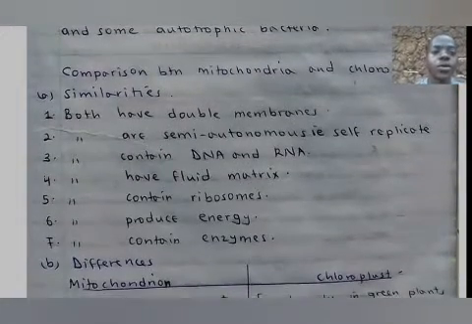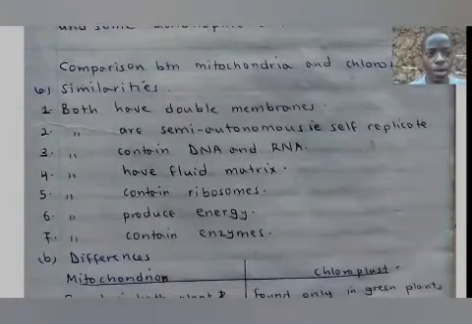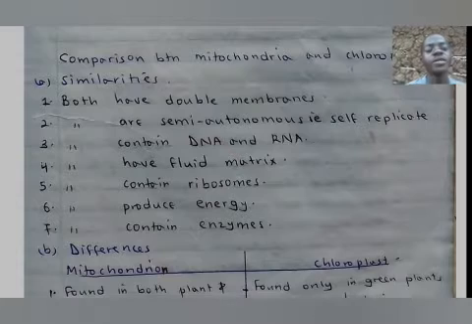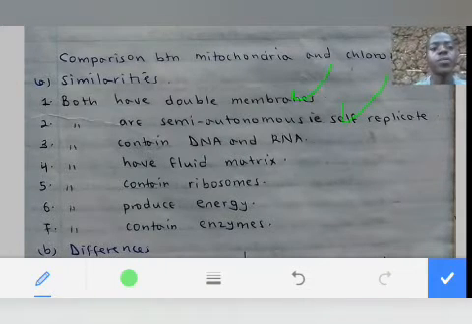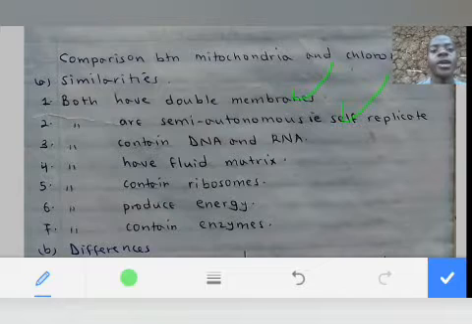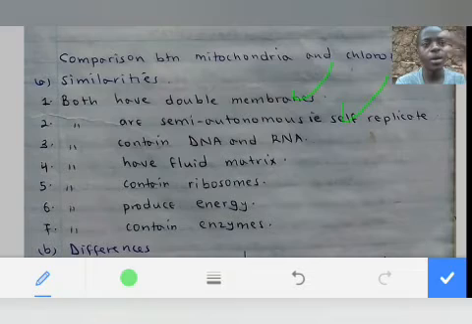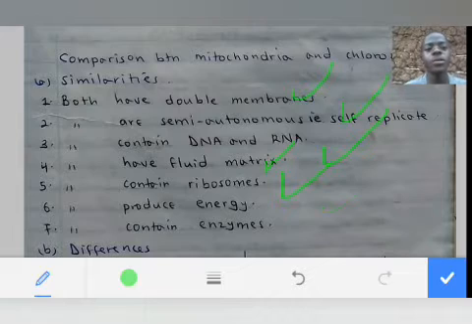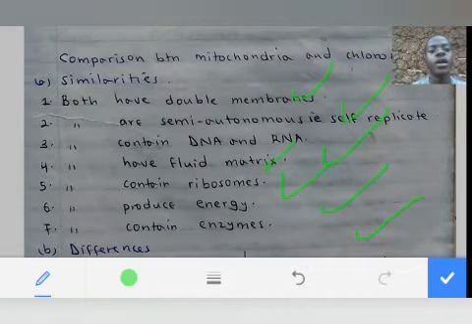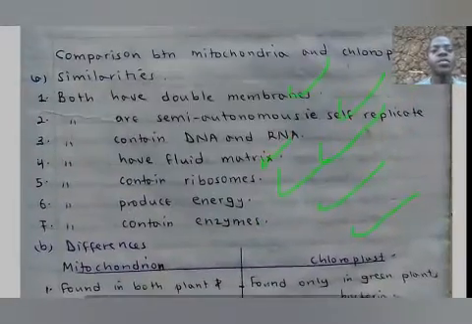Now, when you are comparing the differences between the mitochondria and the chloroplast, let us begin with the similarities. We have seen that both of them contain the double membrane, which is very true, and they are semi-autonomous. That is, they can self-replicate. They contain DNA and RNA. They have a fluid matrix. They contain ribosomes. They produce energy, and even contain enzymes. So those are the common things in them.